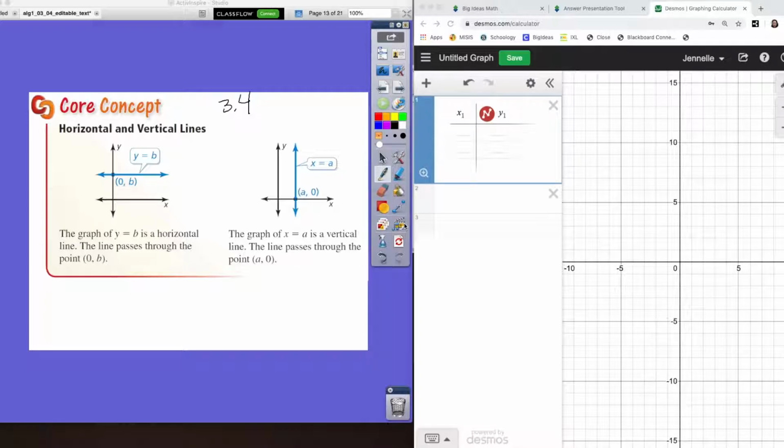So we're starting section 3.4 and we're learning about horizontal and vertical lines. When it is a horizontal line, you will always write your equation as y equals. And if it is a vertical line going up and down, you will always write it as x equals and then some number. So I have Desmos open here and I'm going to show you why that's the case.